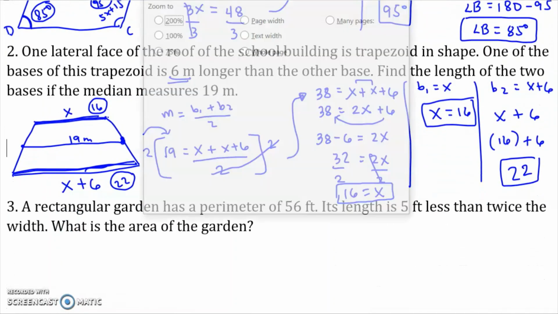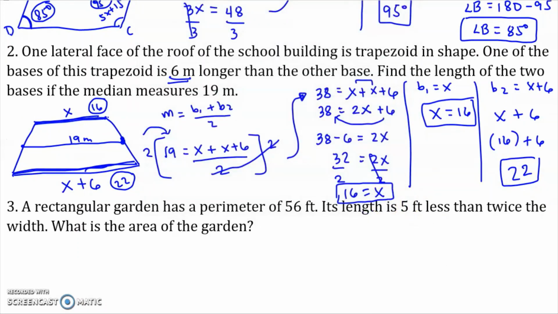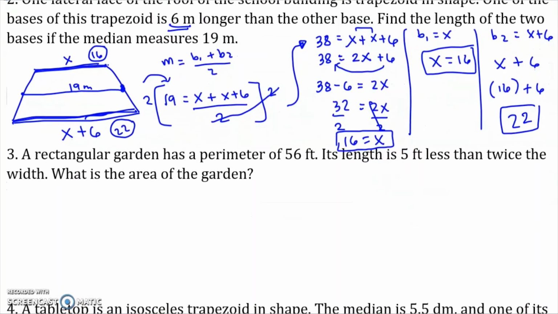Number 3 na tayo. So, sabi dito sa number 3, a rectangular garden has a perimeter of 56 feet. So, drawing lang ako ng garden natin. So, ayan. For example, ito yun. Basta rectangle yan. Ang perimeter daw niya given is 56 feet. Sulat ko lang yung mga given, ha. Its length is 5 feet less than twice the width. So, for example, dahil hindi nabanggit yung ating width, yun po yung ating x.